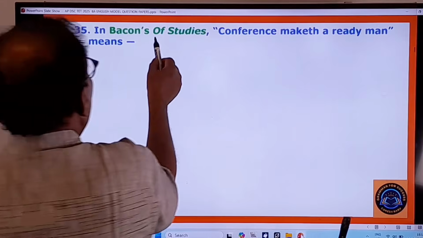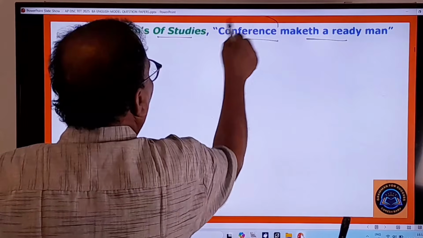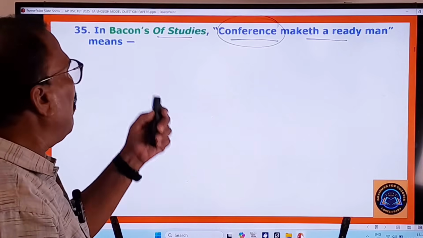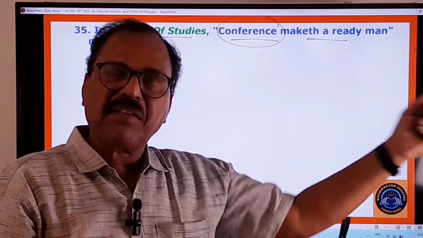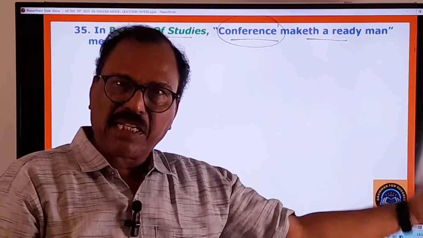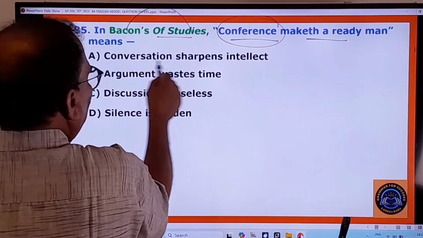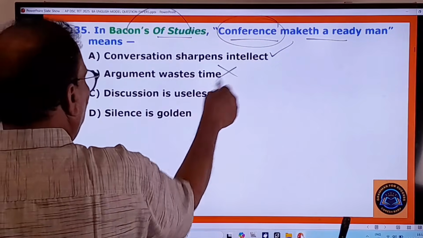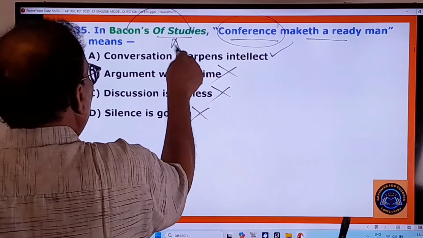35th question. In Bacon's Of Studies, "conference maketh a ready man." Conference means speech. So Francis Bacon says, reading makes a full man, writing makes an exact man, but speaking makes a correct man. Here, conversation sharpens intellect. That is the meaning. Argument wastes time? No. Discussion is useless? No. Silence is golden? No. So A is the right option.